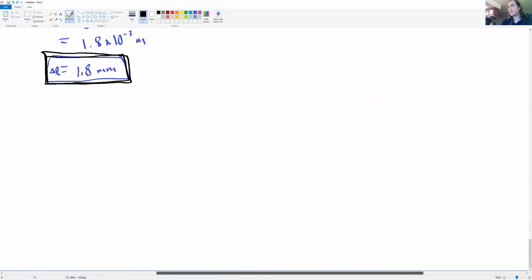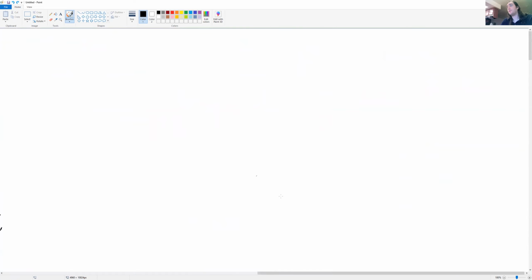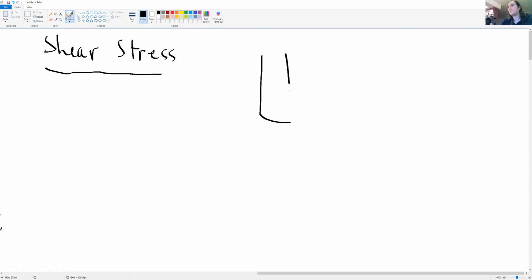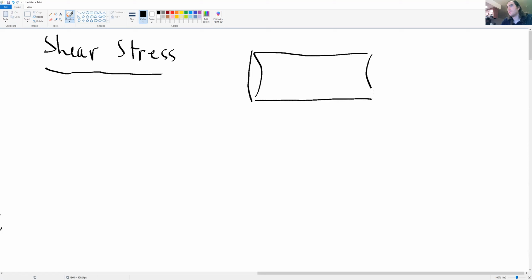Actually, let's go to the next, let's go up over here. Next thing we're going to do is shear stress. Okay, so here we have, let's get a similar picture to what we had before. We have some sort of rod like this. Let me scoot that over a little bit.